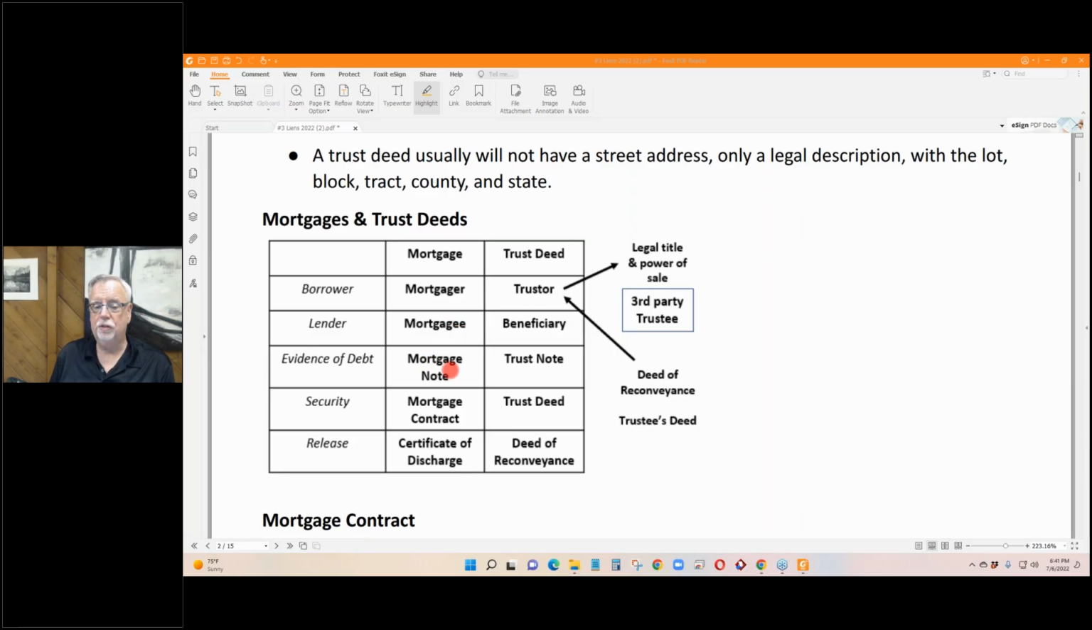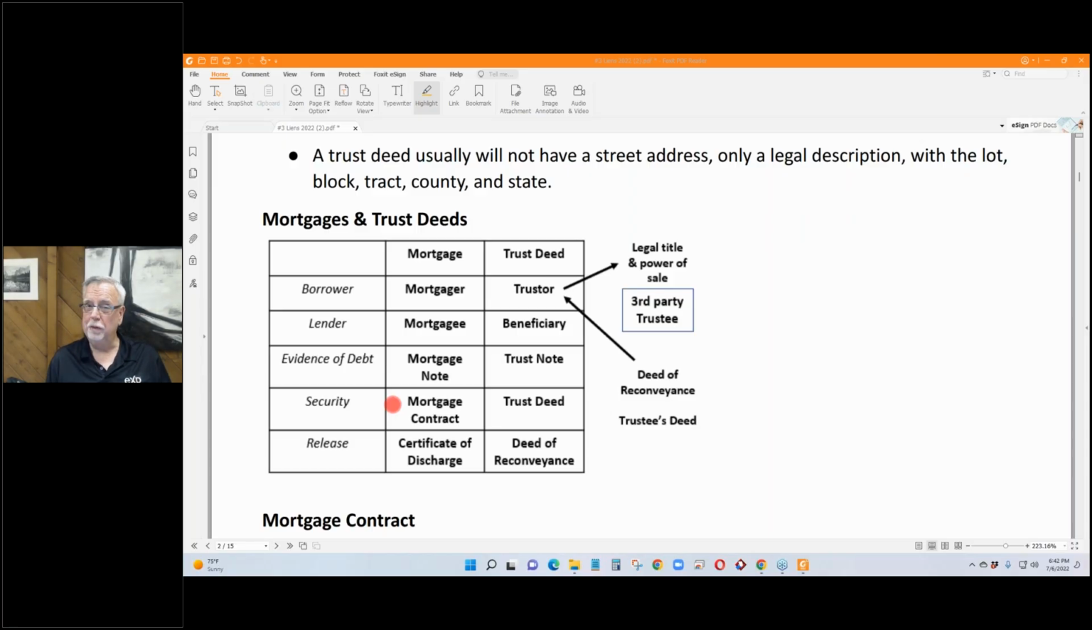The evidence of the debt is called a mortgage note. That's an IOU. The security is a mortgage contract. What's kind of strange about a mortgage is that the note is also called a promissory note. So the note is a promise to pay back a debt. But the security for the note is a contract. And a contract is a promise that the law will enforce. So it's a little strange here, you have a promise being secured by another promise.